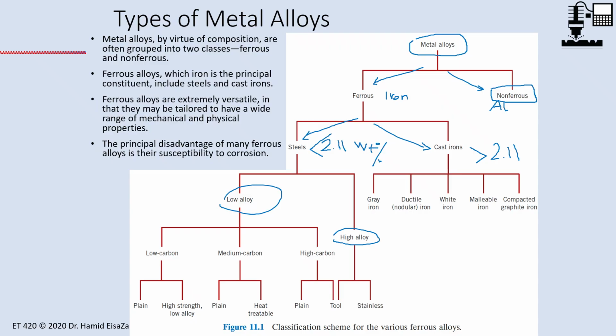In the steel, we have low alloy and high alloy. In the low alloy steel, we have again low carbon steel, medium carbon steel, and high carbon steel. All of these three steels are called plain steel. And these three have different amounts of carbon in them, because carbon has a significant effect on their mechanical property. Therefore, steels are tailored to have a wide range of mechanical and physical properties.